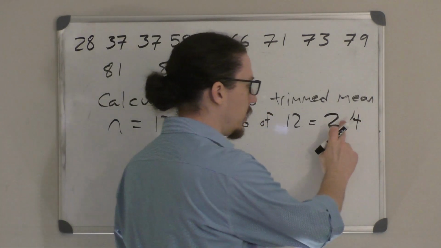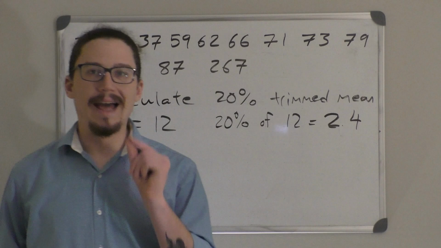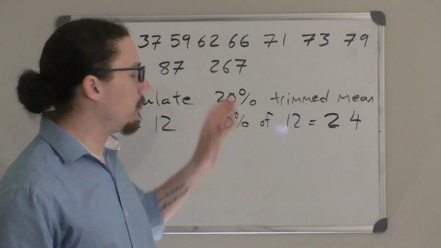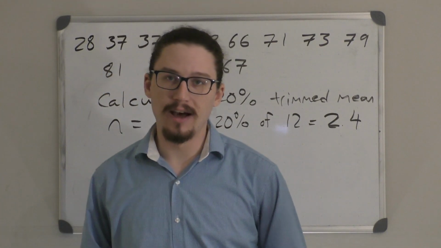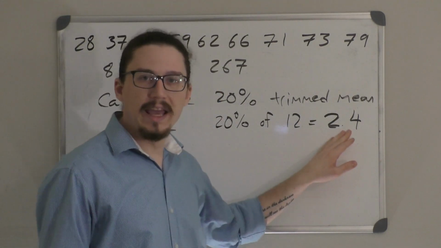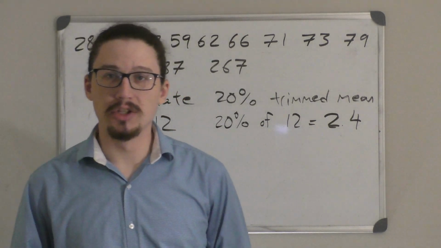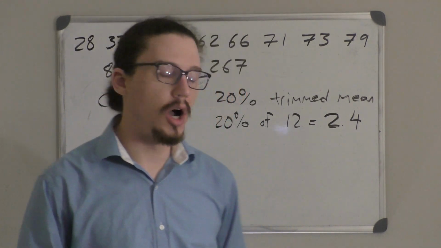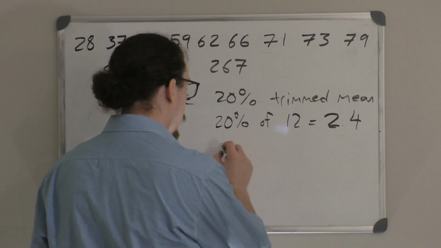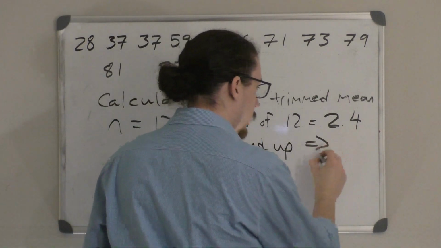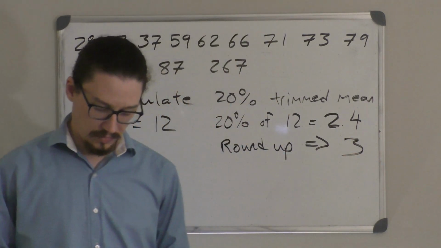All right, so we can just take 12, multiply it by 0.2. That's gonna give us 2.4. So we need to trim at least 2.4 numbers from the highest and lowest values, right? But we can't trim 2.4 values. We can't trim 0.4 of a number off.